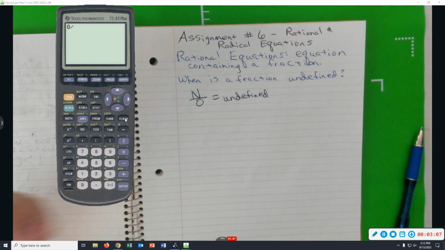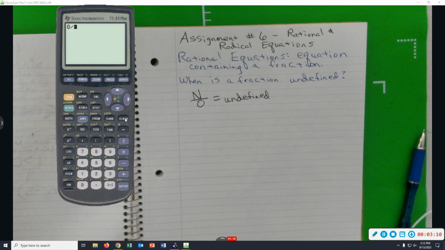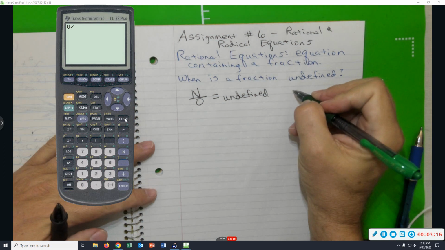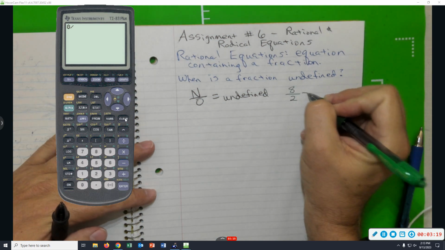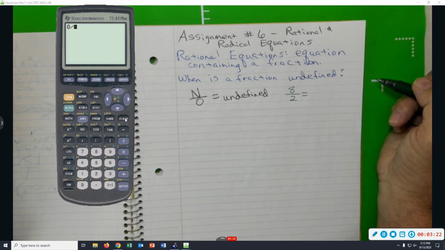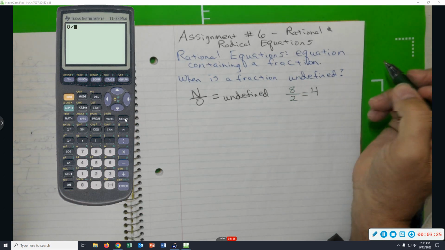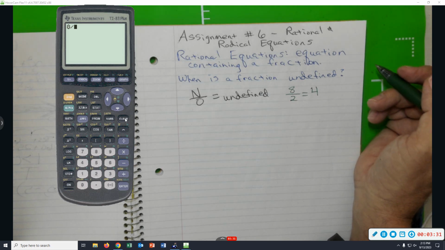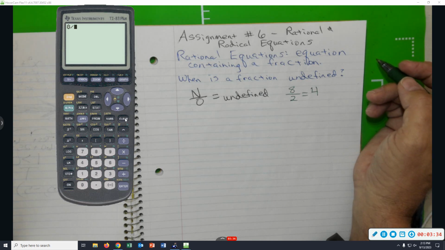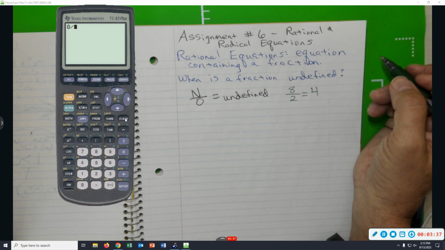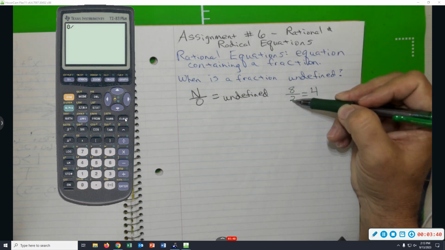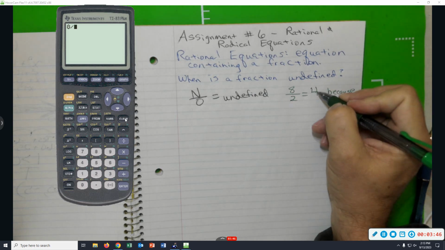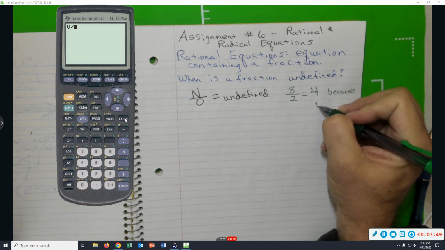Suppose we have, let's just say, 8 over 2. What's 8 divided by 2? 4. Now, what did you learn first when you were learning arithmetic, division or multiplication? Multiplication, because division is defined in terms of multiplication. We say 8 divided by 2 is equal to 4 because 4 times 2 is equal to 8.